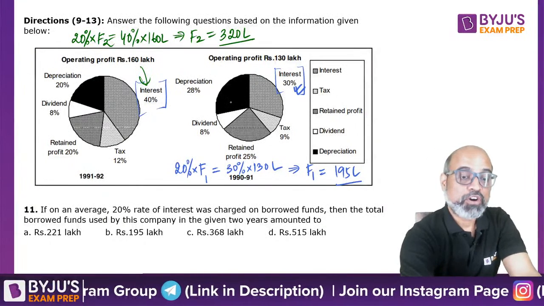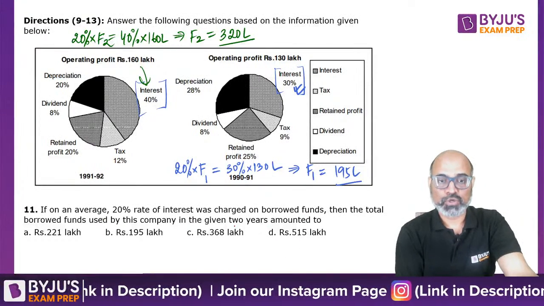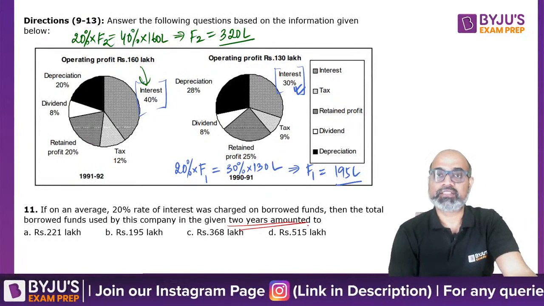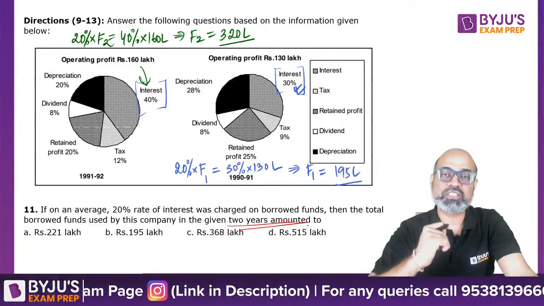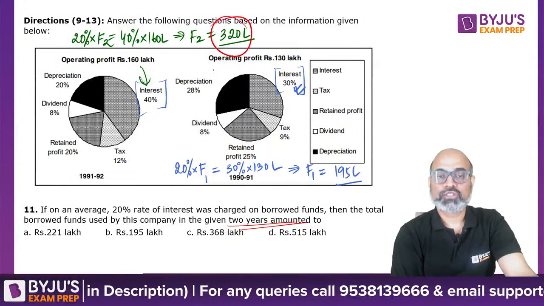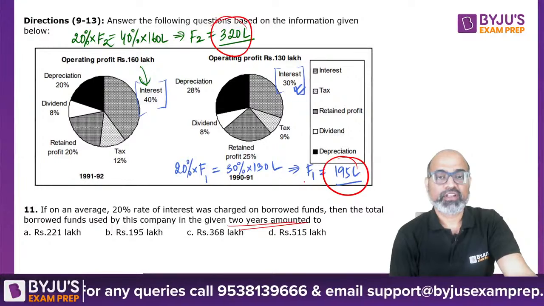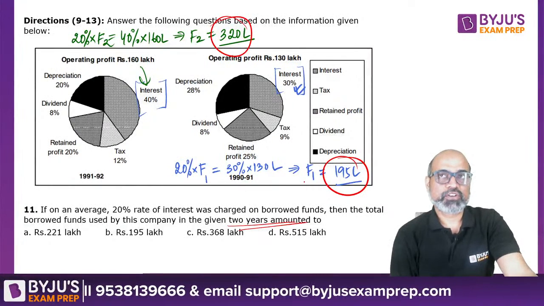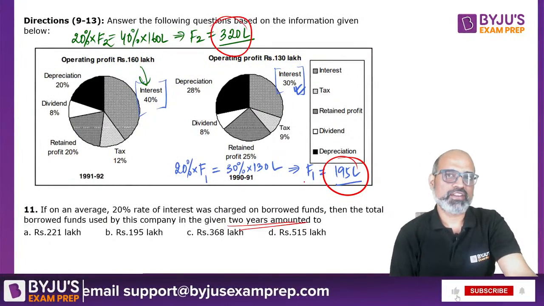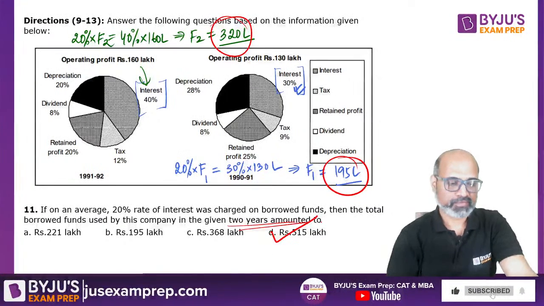What is the sum of the total funds? As in, adding both years, what is the sum that is going to amount to? 320 plus 195, which is going to result in 515. D.